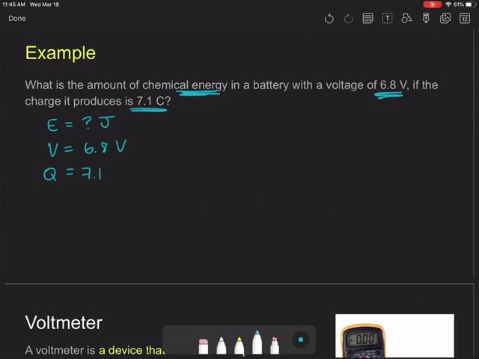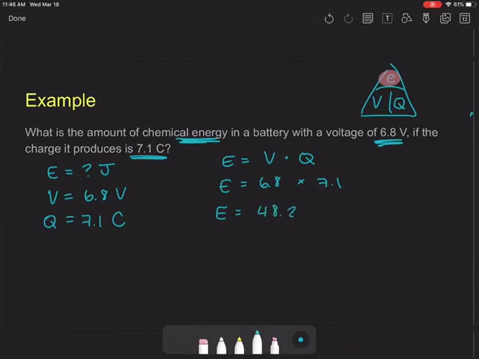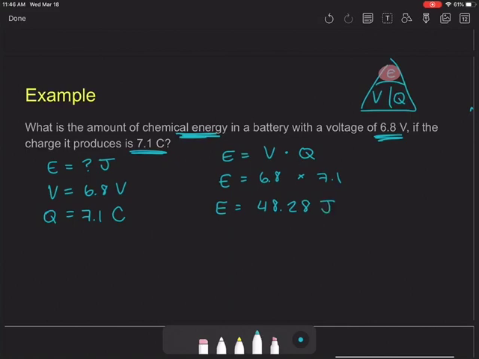7.1 coulombs is our amount of charge, which is represented by Q. Okay. For our equation, again, looking back at our triangle trick here, we know V is E over Q. If we're trying to solve for E this time, we cover up E, so we're left with E is equal to V times Q. And we could plug those values in. So V is 6.8, Q is 7.1. So our E, 6.8 times 7.1, is going to give us 48.28. And we have our units, which are joules.